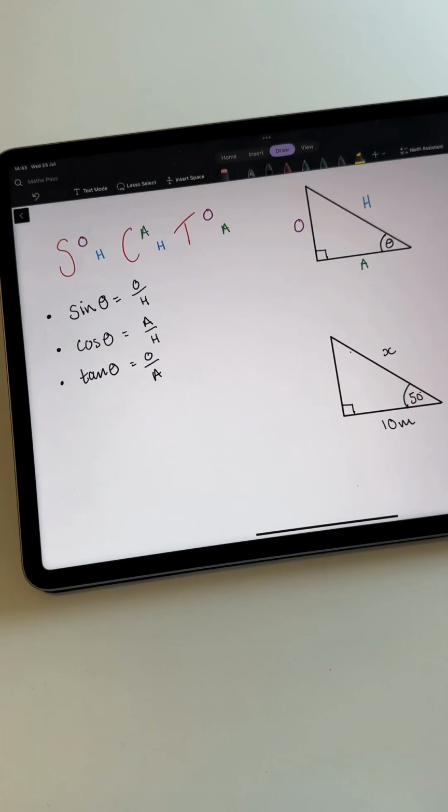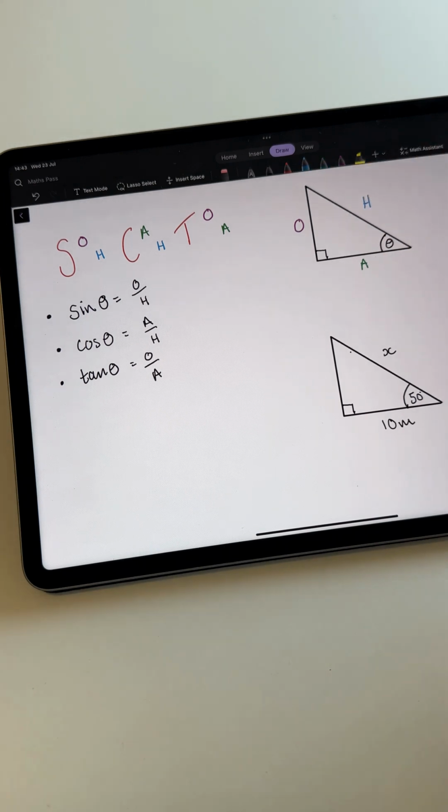Here's how to use SOHCAHTOA to solve for the hypotenuse of your right-angled triangle. In this question, we have 50 degrees as our angle. We know that this side length is 10 meters and this is x that we're trying to solve for. So our step one is to label our triangle.